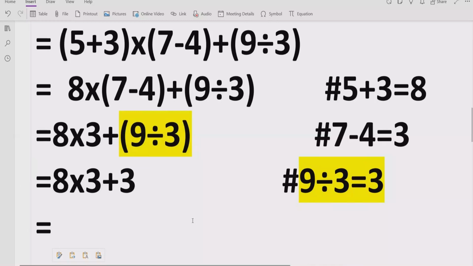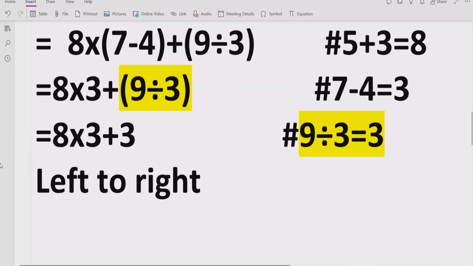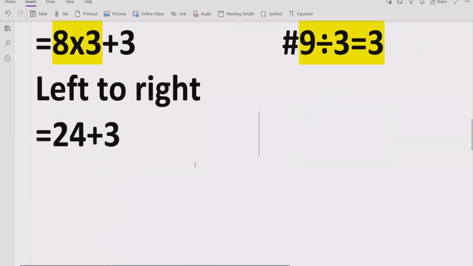Now we do not have any brackets. So now we will see the order of operations. We also do not have any exponent part in our expression. So now we will go left to right and solve step number 3, which is division and multiplication. First we have this multiplication, so now we will solve this multiplication. 8 multiplied by 3 equals 24, plus 3 we will write as it is. And here we will give the reference: 8 multiplied by 3 equals 24.